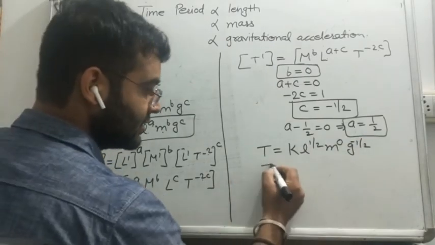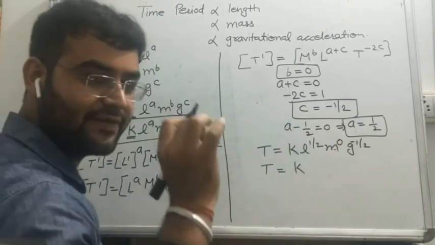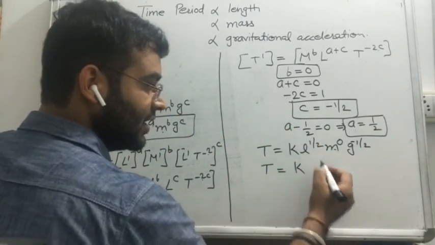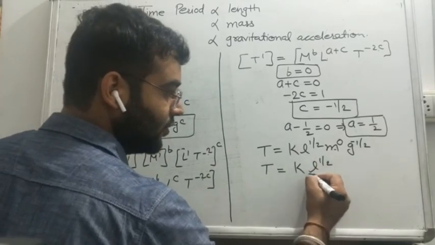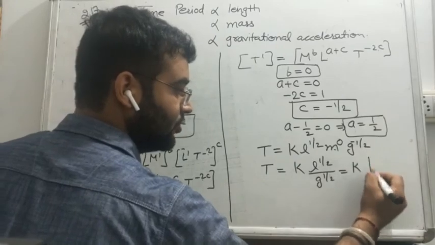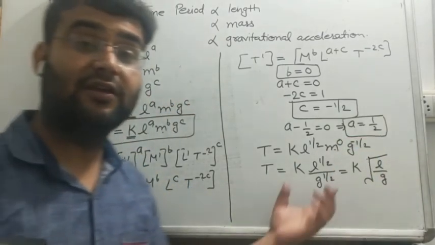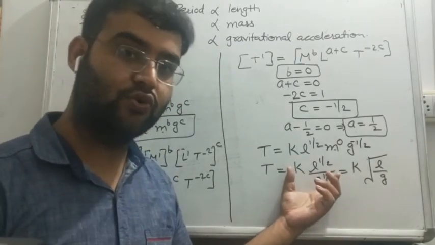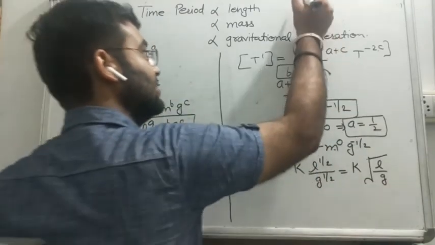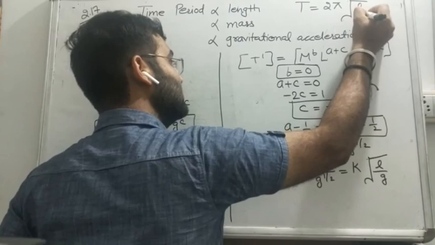When you solve this, then the formula is k M^0, it means kisi bhi value ka power 0, that means 1. T = k L^(1/2) over g^(1/2), it means I am talking about k root L over g. And you will be surprised to know that the real formula of time period of a pendulum is T = 2π root L by g.